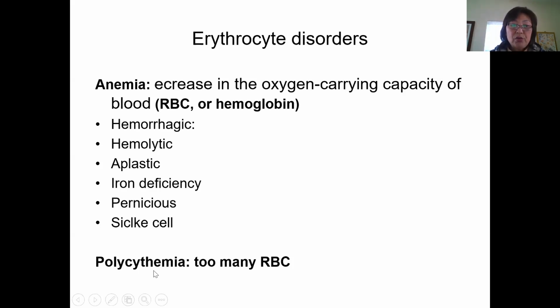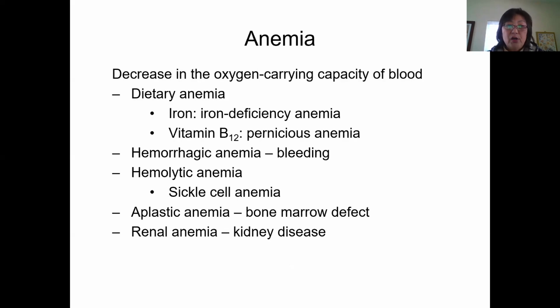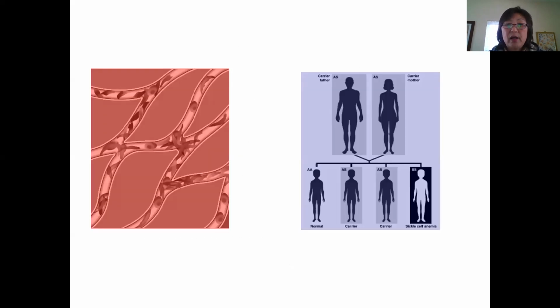If it's too many RBCs, then it's called polycythemia. That's not good either, because too many RBCs will make your blood very, very thick. You know, we talked about how if the blood becomes thicker, then the blood pressure has to be higher to keep the normal flow, right? So please read your book and work on the lab handout, the chart for anemia. I'm not going to talk about anemia here anymore.